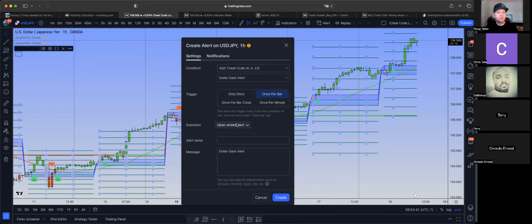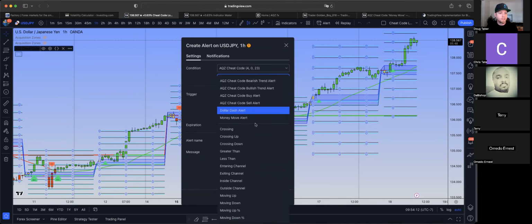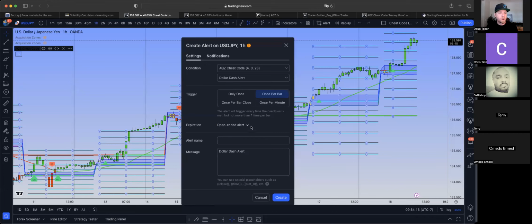I think the pro account gives you a certain amount of alerts. You're definitely going to want to subscribe to a service of TradingView that allows you to have some amount of alerts. The free account, I'm not sure. Maybe the free account allows you a few free alerts. I'm not sure. It's been a while since I've had a free TradingView account. But you want to set it on Dollar Dash once per bar, open-ended, and you can customize this message here.